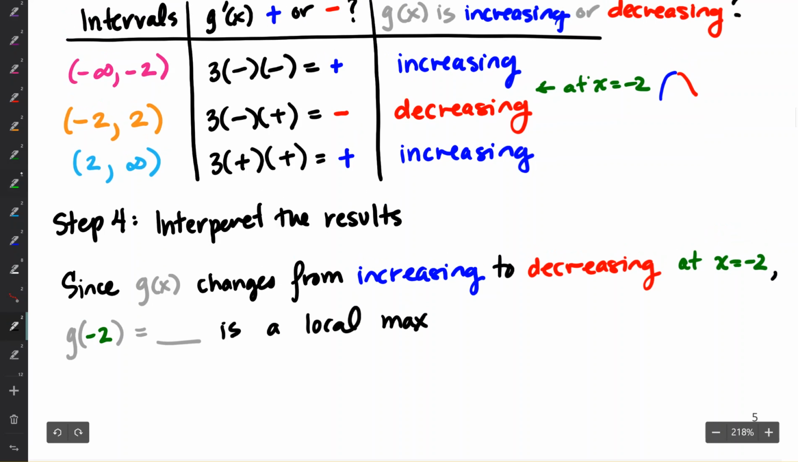Since g is changing from increasing to decreasing at x equals minus 2, g of minus 2 is a local max, right? Going from increasing to decreasing, this is a local max. And then here at x equals positive 2, my function is changing from decreasing to increasing. That looks like a local min.